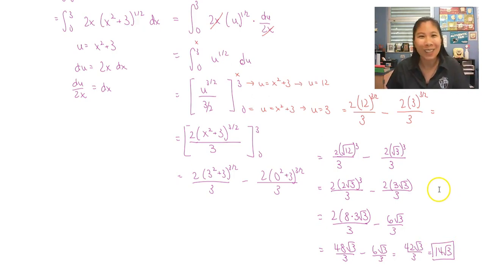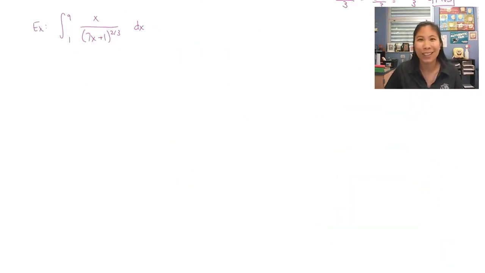Quick throwback to our square roots and being able to simplify those. All right, let's do one last example. For this problem, we have the integral from 1 to 9. So this is a definite integral since there are endpoints, of x over (7x plus 1) raised to the 2/3 power.